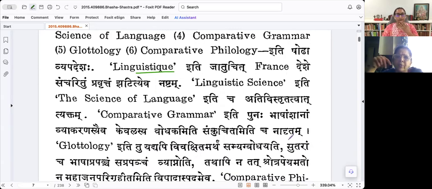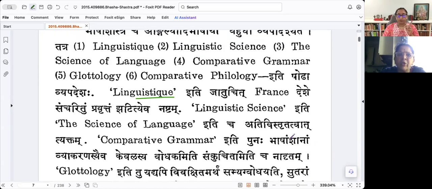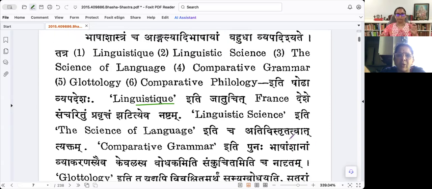Comparative grammar. Sorry, originally it was different. Eventually, how it fizzled out. So linguistic is the first type of branch that started out. Linguistic science is another thing. Science of language is another branch. Comparative grammar was also another branch. Glottology is just the sound. And then comparative philology is what we are going to read. Okay. So he is saying about the branches.